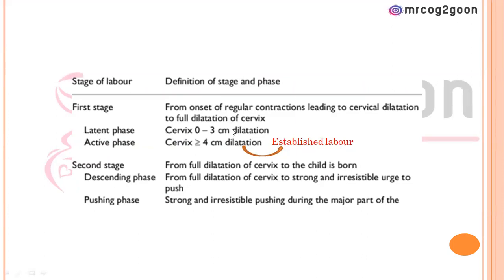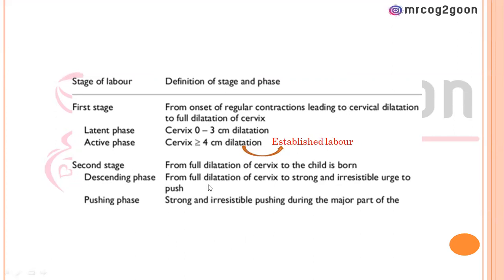We can put it in 2 phases, latent and active. Latent is when the cervix is from 0 to 3 or 4 centimeters, and active is after 4 centimeters. We are talking about the active phase when she is more than 4 centimeters. Now she's in established labor.